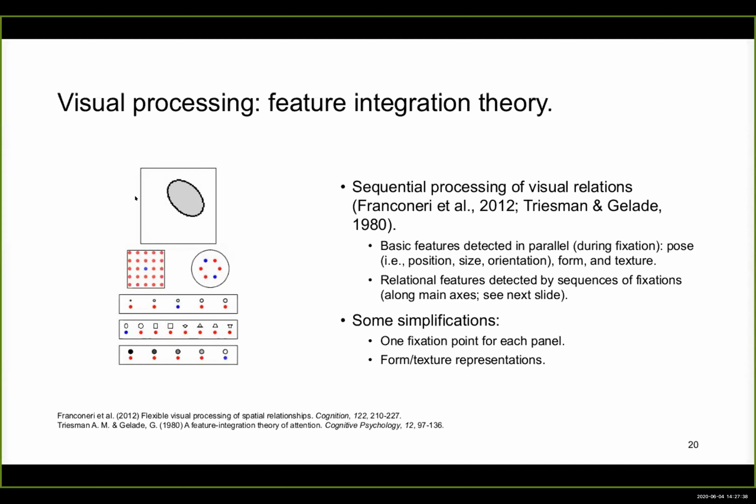At the top, you've got the image panel. And then these are labels that are used to train the visual network. So here's position, this is orientation, size, shape, shading. And as you can see, the symmetry of the oval is captured by two orientation nodes being activated simultaneously.